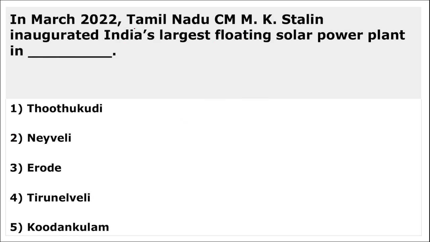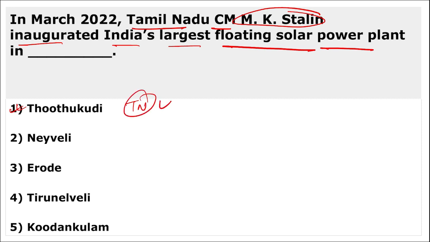Next, Tamil Nadu's Chief Minister M.K. Stalin inaugurated India's largest floating solar power plant in Dash. India's largest floating solar power plant was inaugurated at Thoothukudi, that is located in Tamil Nadu. Alright, that is located in Tamil Nadu.